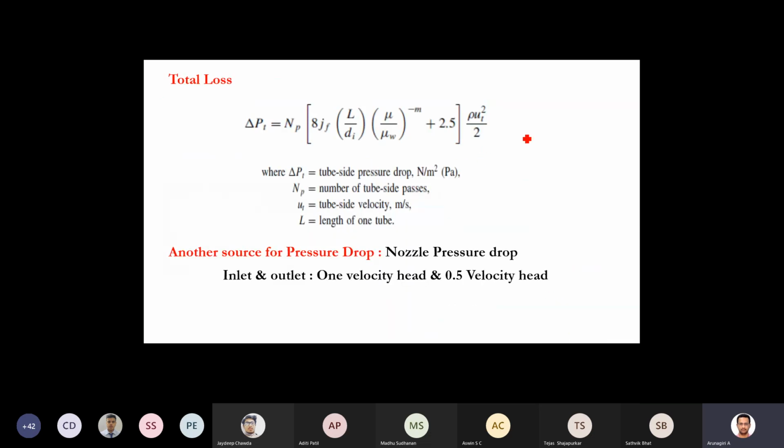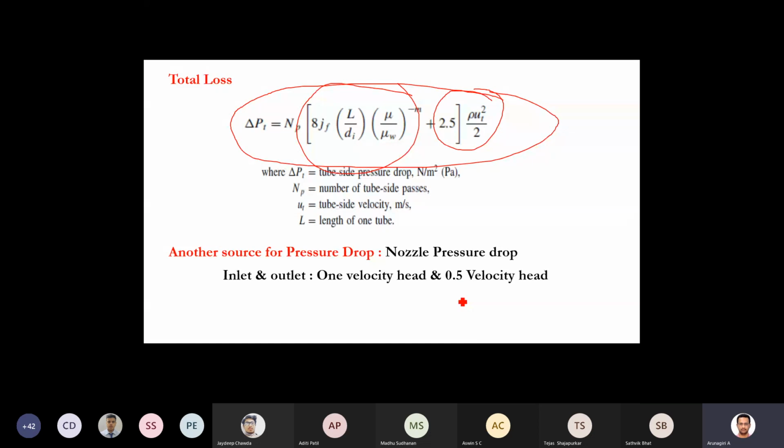So the equation is modified like this. Your total loss will be this major loss plus the term to account for the minor loss. In addition to that, we have another loss like nozzle pressure drop, since we have inlet and outlet nozzles. For inlet you account 1 velocity head and for outlet 0.5 velocity head.